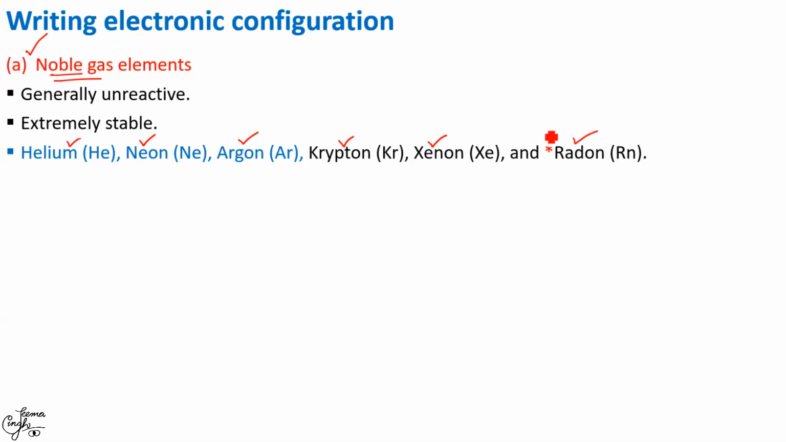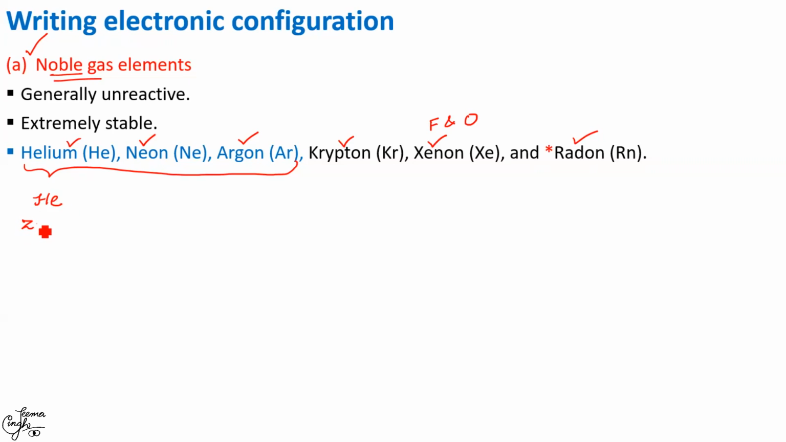You will study in higher classes that xenon does react to form compounds with fluorine and oxygen. Dear students, we'll only consider the electronic configuration of the first three noble gases, that is helium, neon, and argon. Rest we will leave for higher classes. So beginning with helium, although we've already done its electronic configuration, let us quickly recall.